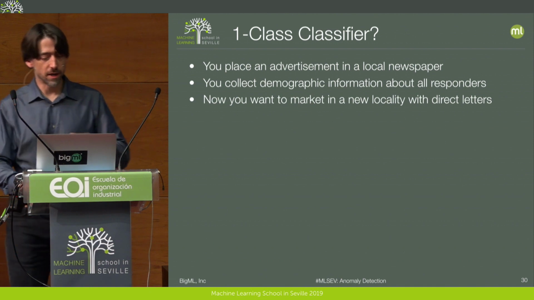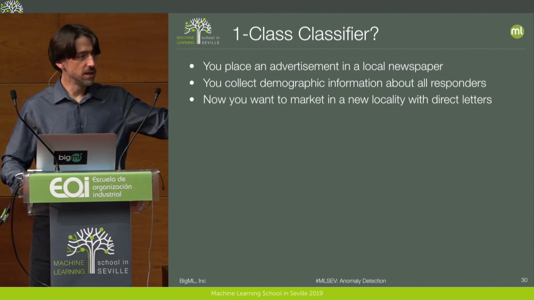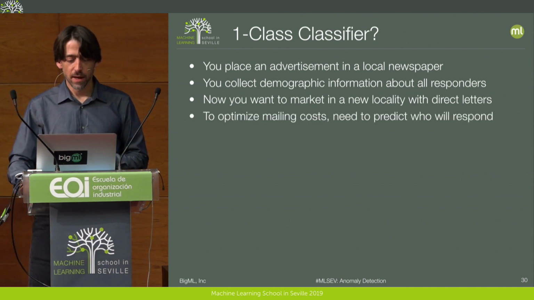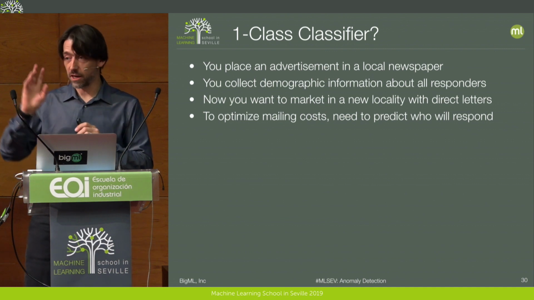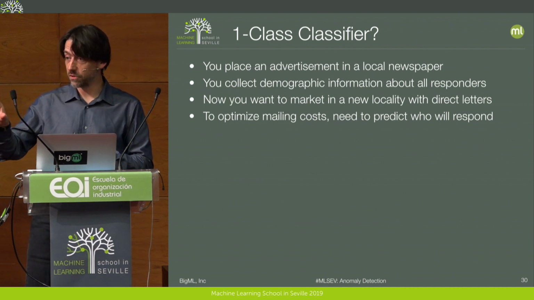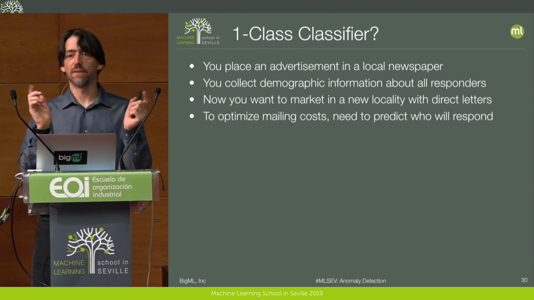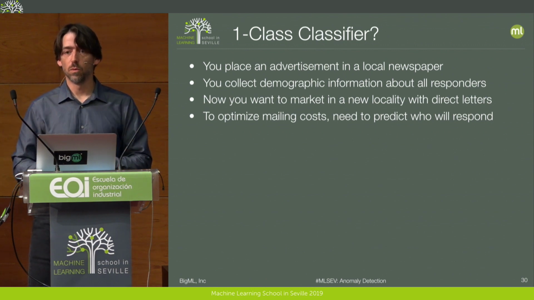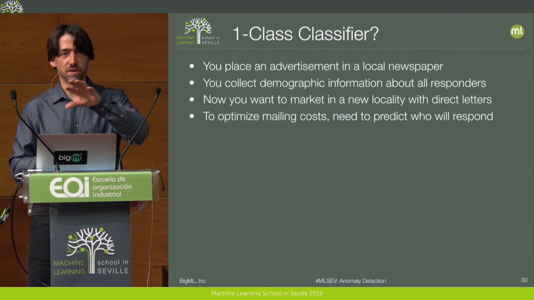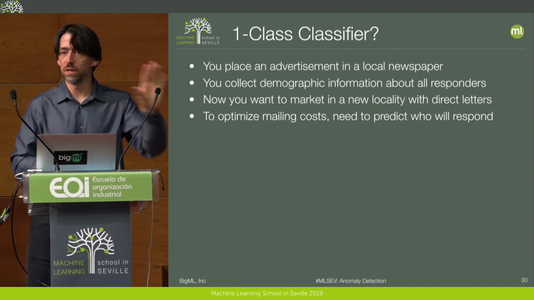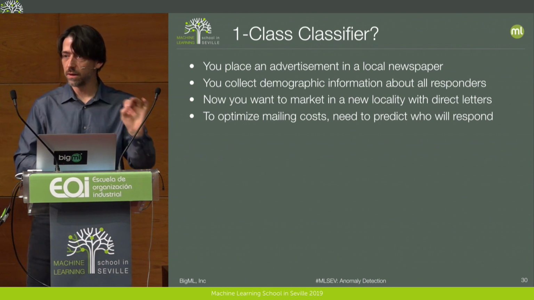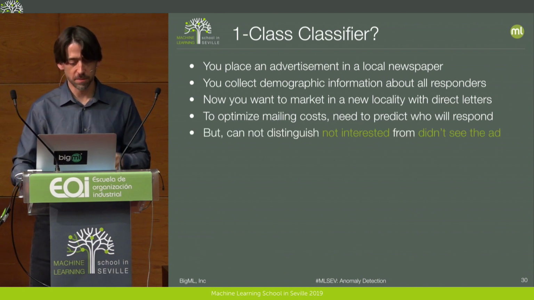Now you want to market in a new locality. So you want to go into a new city and put your ad in the newspaper again. And to optimize your mailing costs, so we're doing direct letters this time instead of the newspaper, sorry, we need to predict who's going to respond. We don't want to send a letter to every single person in the entire city. We want to use the same demographic information and figure out who's most likely to respond and send letters only to them.